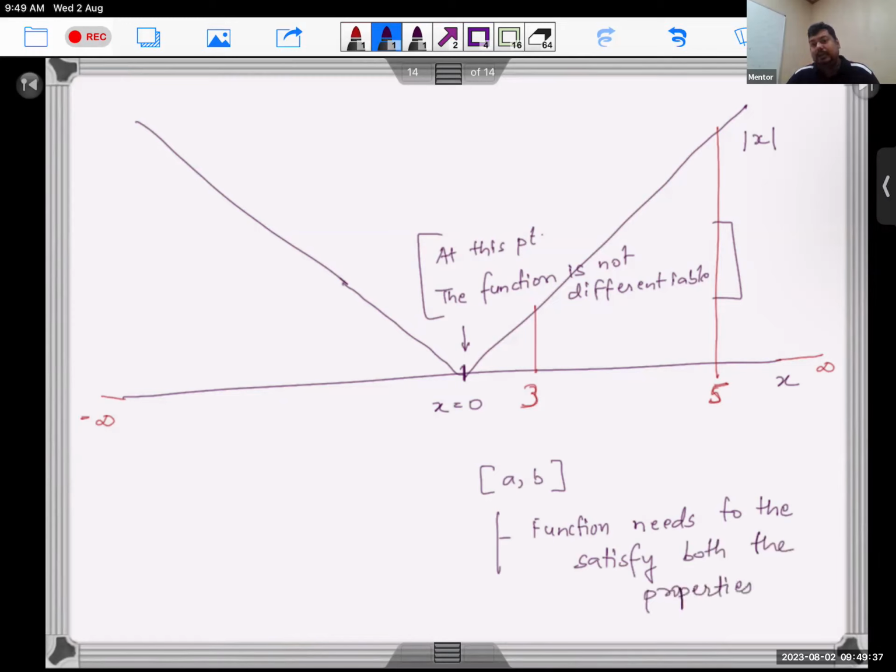For you to call it differentiable, for all the points between a and b, for all, let's say, x between a and b. All right, that's how mathematicians write it.